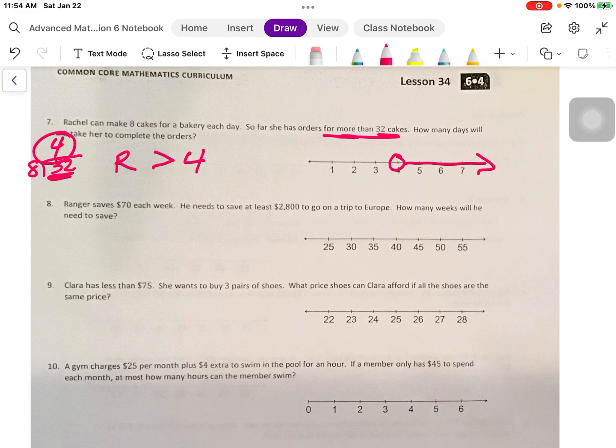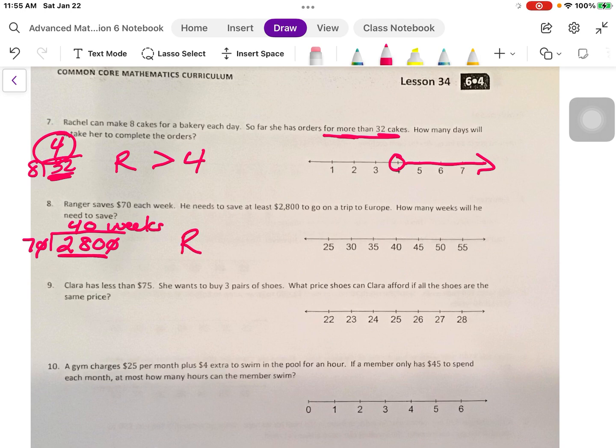Number 8, Ranger saves $70 each week. He needs to save at least $2,800 to go on a trip to Europe. How many weeks will he need to save? All right, $70 a week, and he needs $2,800. At $70 a week, I can cancel my zeros out there, and that would be 40 weeks. He's going to have to work 40 weeks for $2,800.